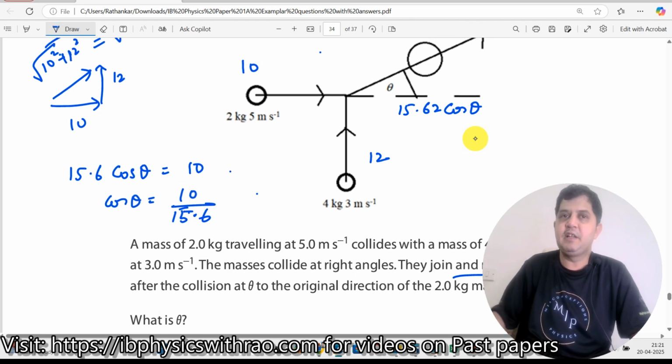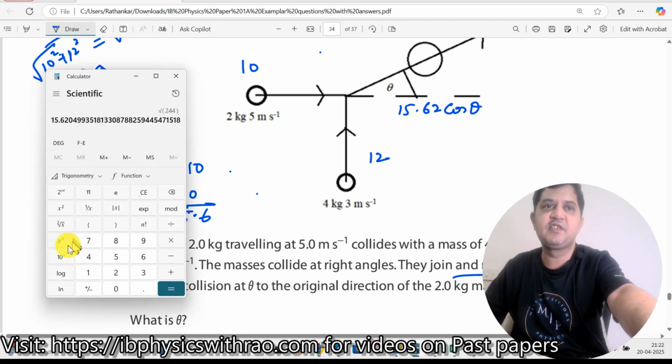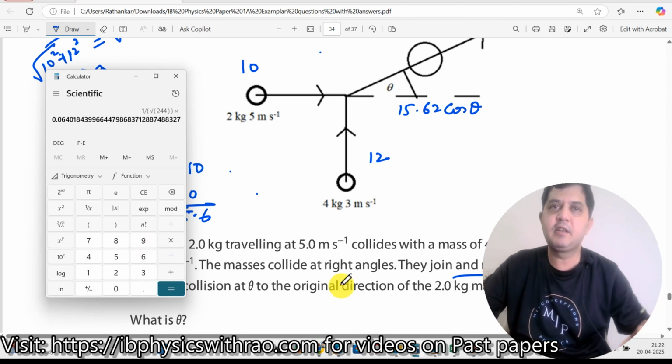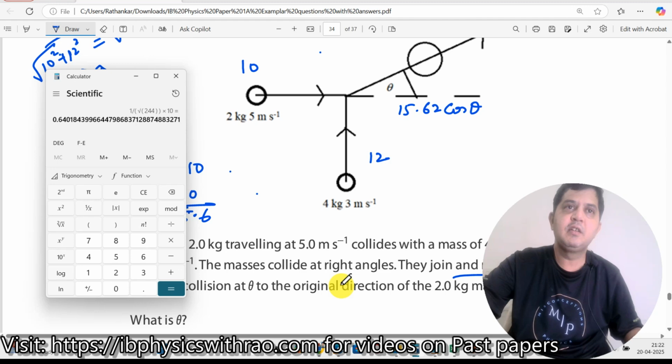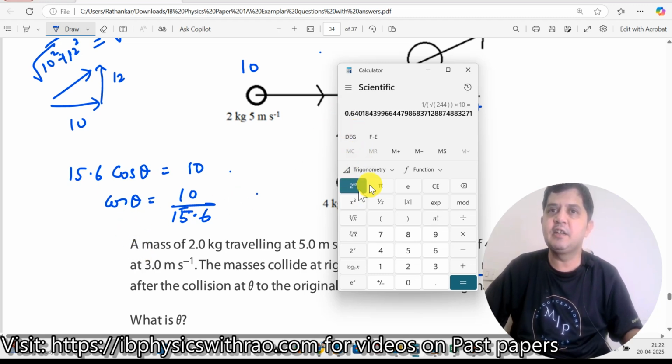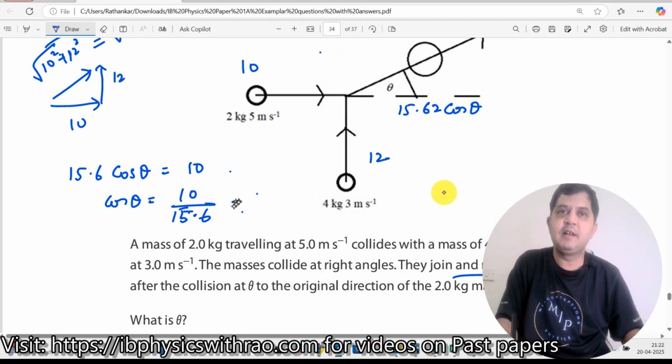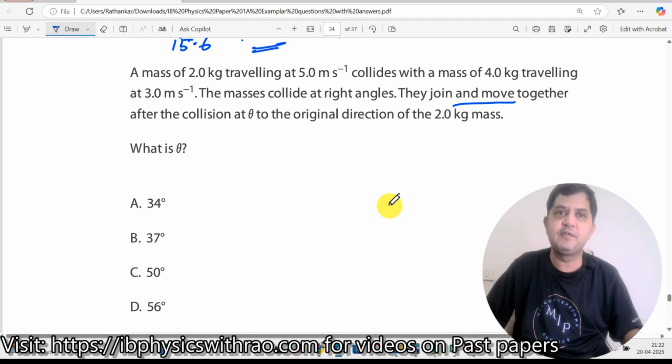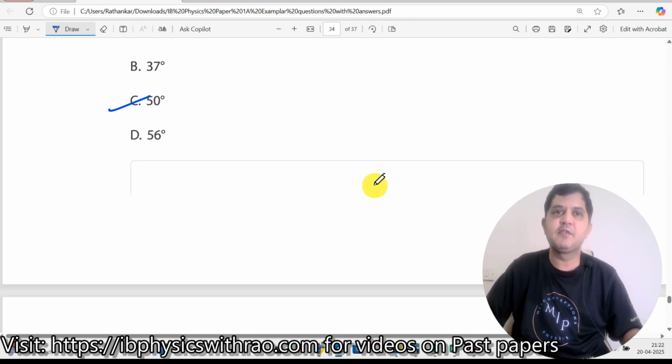When I do this, cos theta is about 0.64. Now here I need to take the value of theta, so I take the cos inverse. I get 50.19, and this should be 50.19 degrees. This should be closer to 50. That should be our answer. This is C.